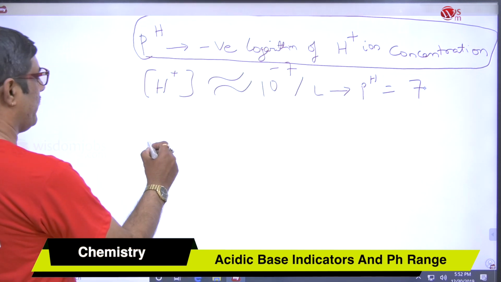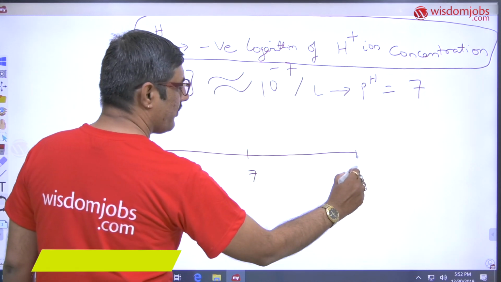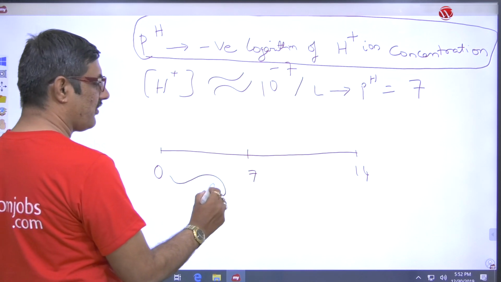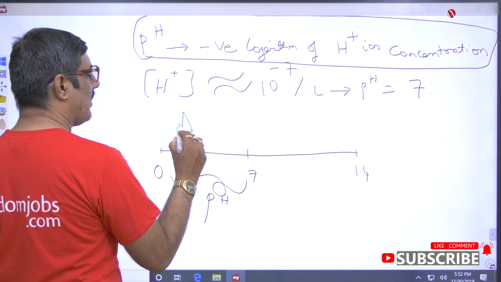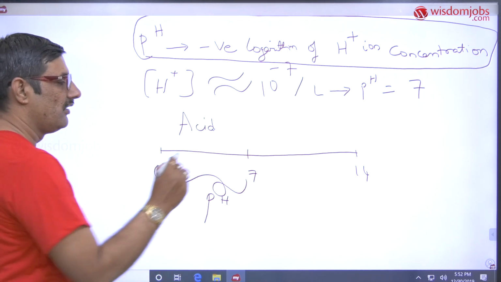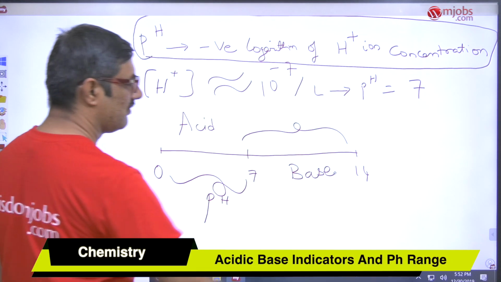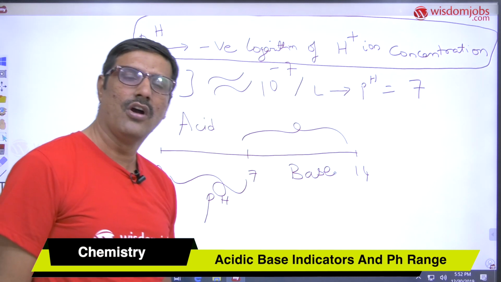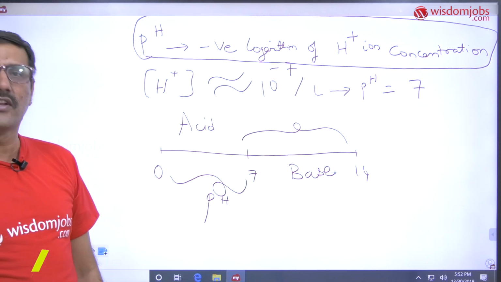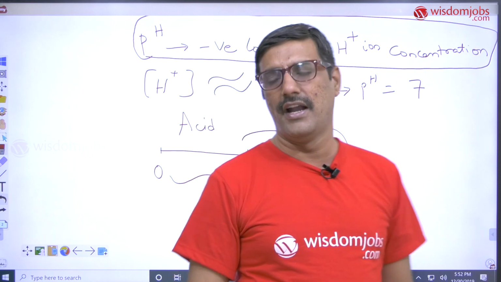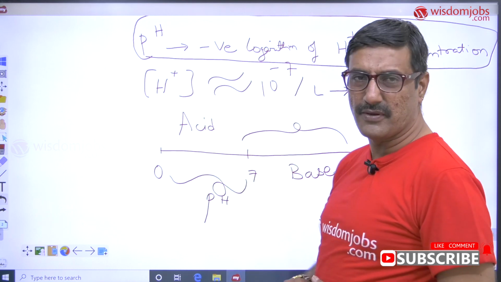Now, if you take a scale of 0 to 14, the pH range 0 to 7 is an acid, and 7 to 14 is a base. So whenever the pH of a particular solution lies between 0 to 7, it indicates that such a solution is an acid, and if it is lying between 7 to 14, it is a base. Now, this is the general range of pH from 0 to 14.